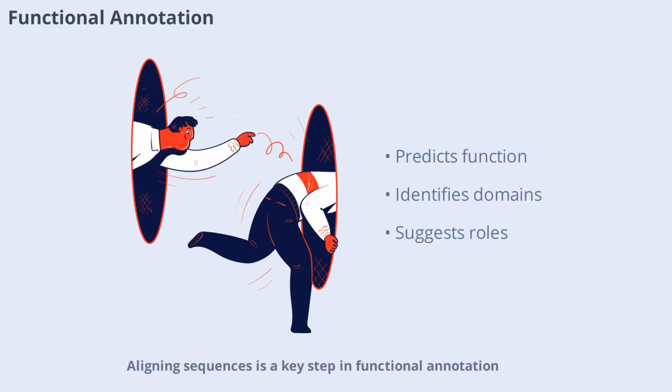Aligning sequences is a key step in functional annotation. By comparing a new sequence to known genes or proteins, researchers can predict its function, identify domains, and suggest possible roles in the cell. Functional annotation accelerates the discovery of new genes and pathways.